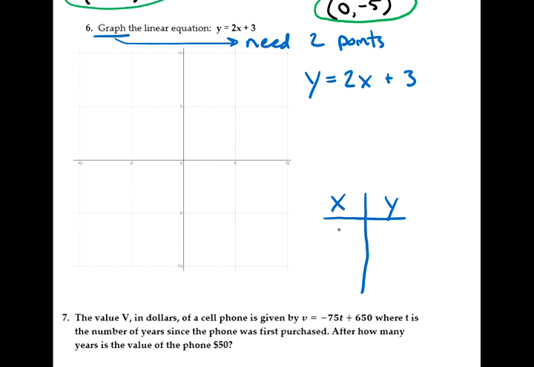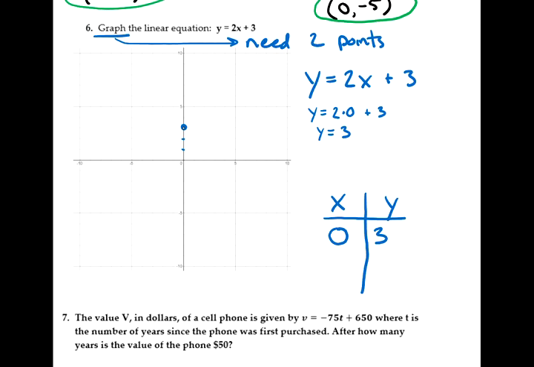So let's find the y-intercept. So what happens when x is equal to 0? So we get y equals 2 times 0 plus 3. And 2 times 0 is 0, so we get y is equal to 3. All right, so there's 1 point. For when x is 0, the y has to be 3. So 0 for the x, 1, 2, 3 for the y.